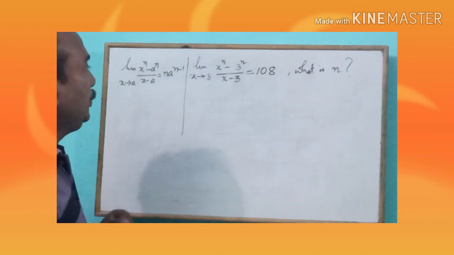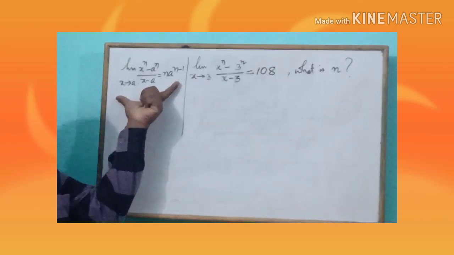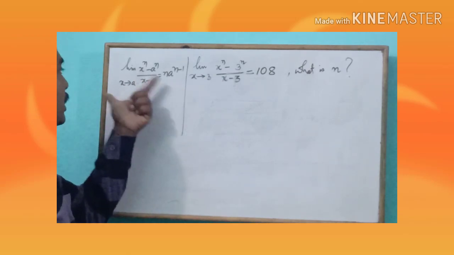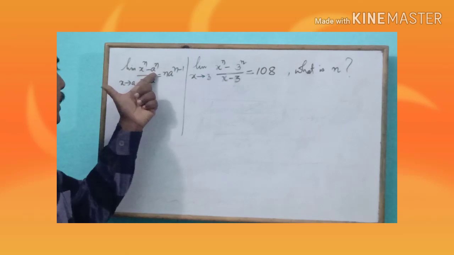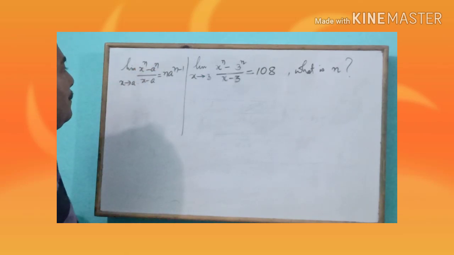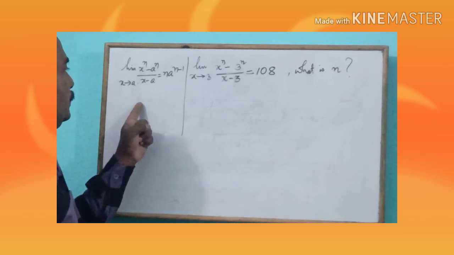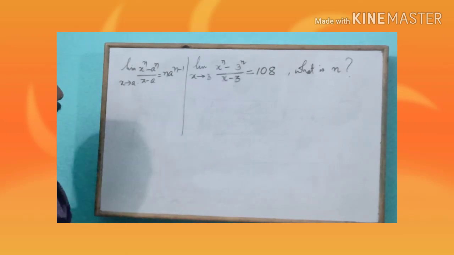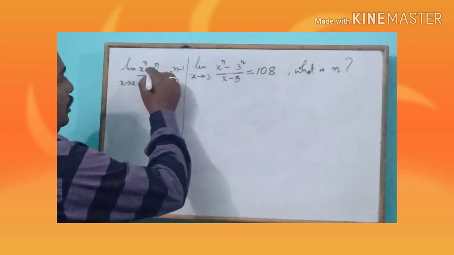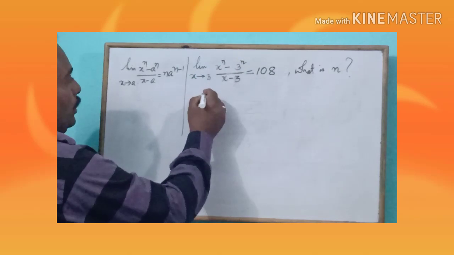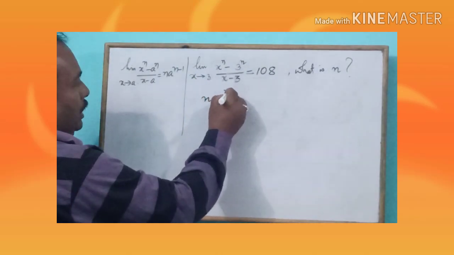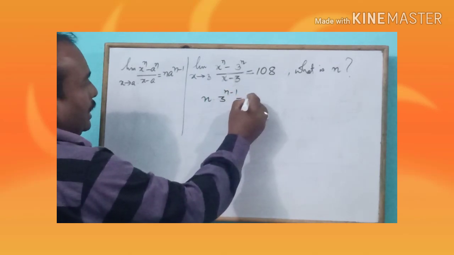I think this is known to you. If not, please note it down. Limit x tends to a is known as a standard limit, or this is one of the theorems, where a is any number and n is also any number. So limit x tends to 3 here. Applying this, here a is 3, comparing. Accordingly we get n into 3 to the power n minus 1 is 108.